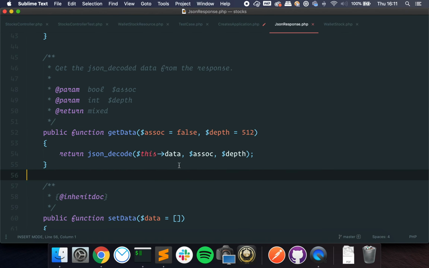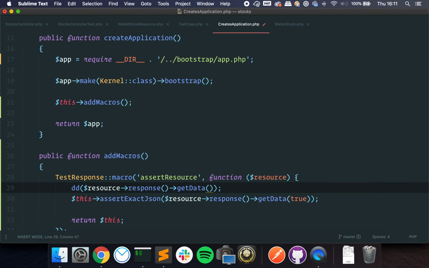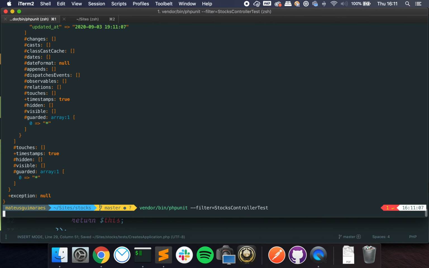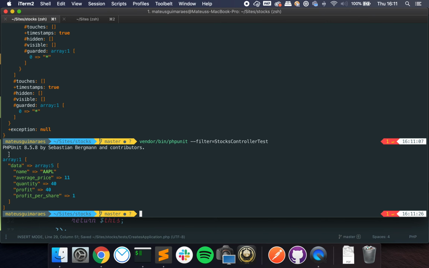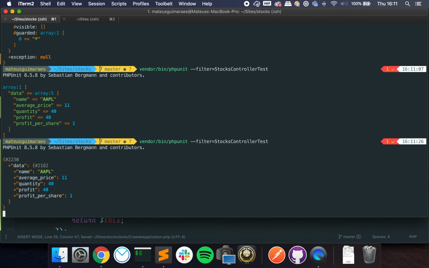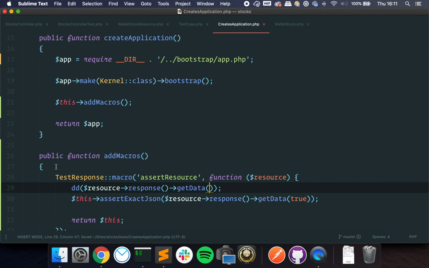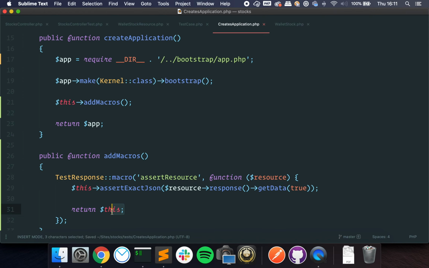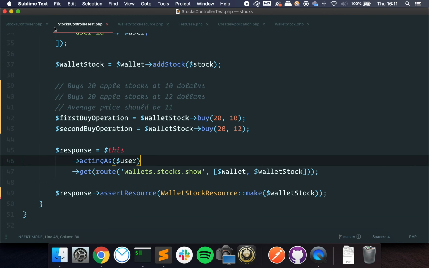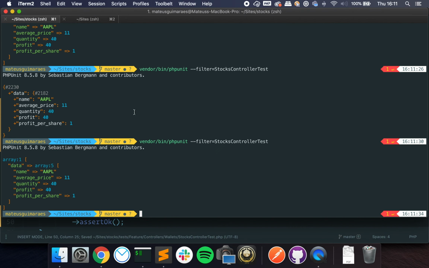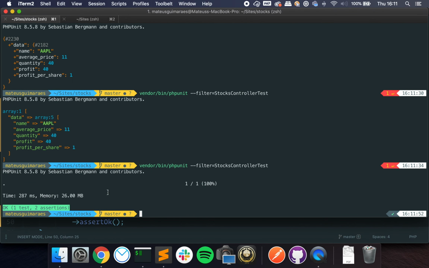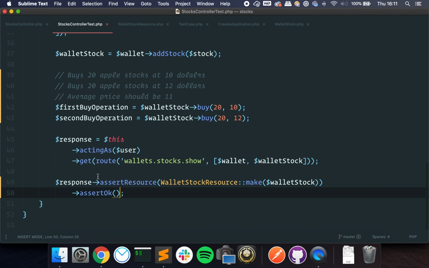Let me show you guys. And we can pass through, and we get an array with the data key. If we pass this as false, we get an object, but we want an array. So this works perfectly. And then we return the object itself, the instance itself, because then you can chain it. So if you want to do assert resource and then assert OK, let's run this. It works, and we are doing two assertions.